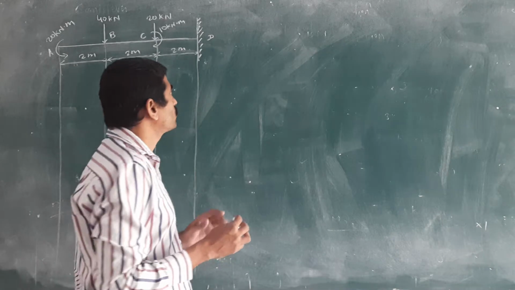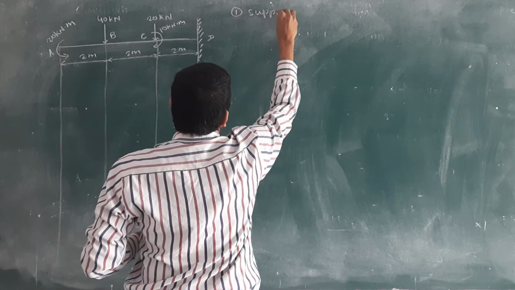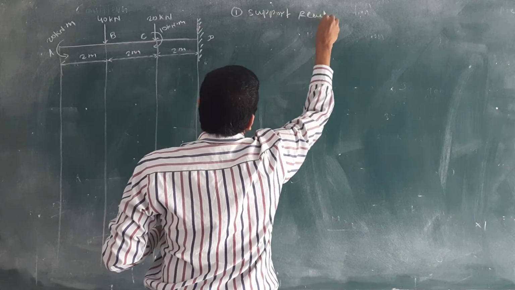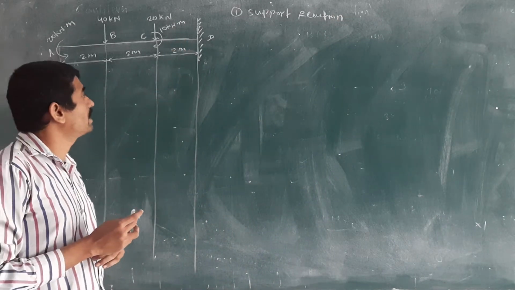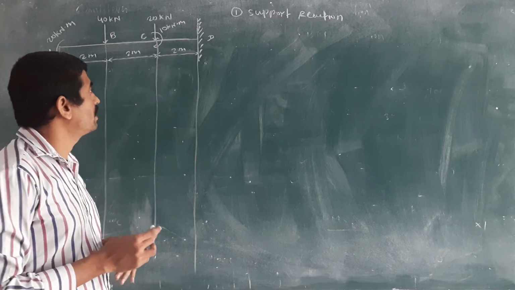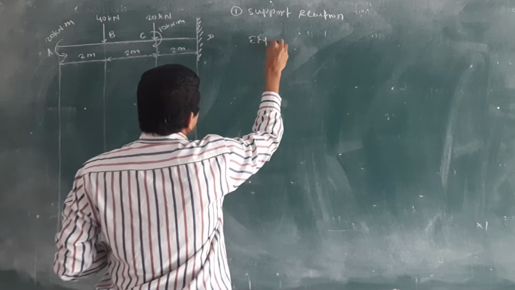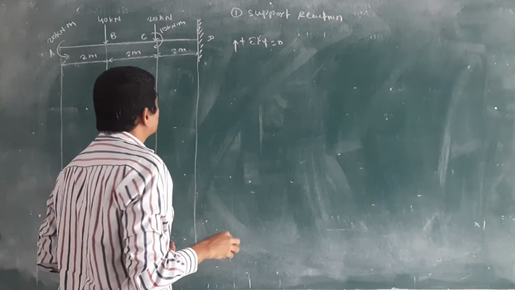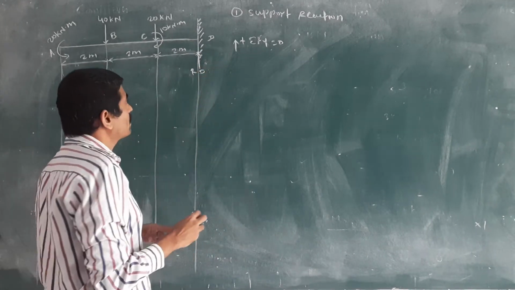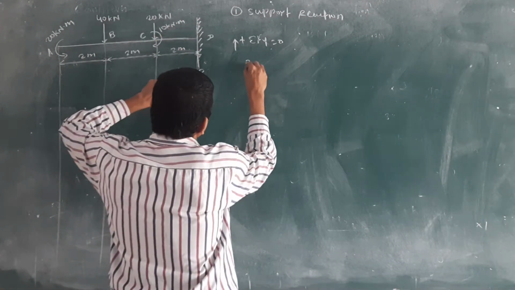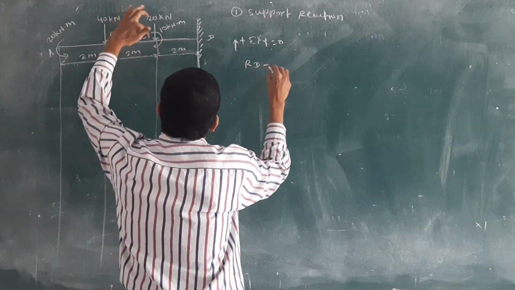You know that first we want to calculate the support reaction. How to calculate the support reaction? Here we will consider the support at point D, also the moment at point D. First we will calculate summation of Fy equal to 0. Here we consider the reaction at support D as RD. This is in the vertical, upward direction, that's why positive. The loads are acting downward.